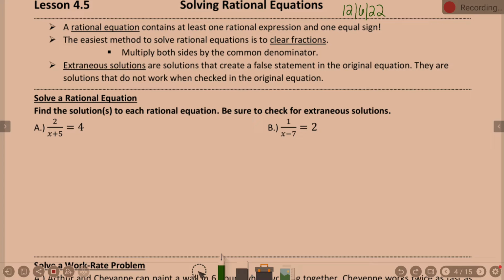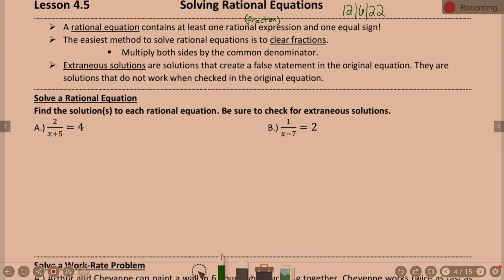Okay, so if something's rational, it's something that can be expressed as a fraction, right? So when we talk about a rational equation, that means it's something that has a fraction in it. And any equation you look at on this notes page has fractions in it. So a rational equation contains at least one rational expression. In other words, it contains at least one fraction and an equal sign.